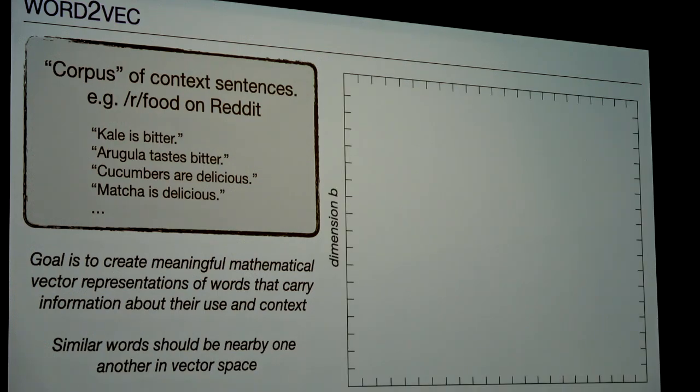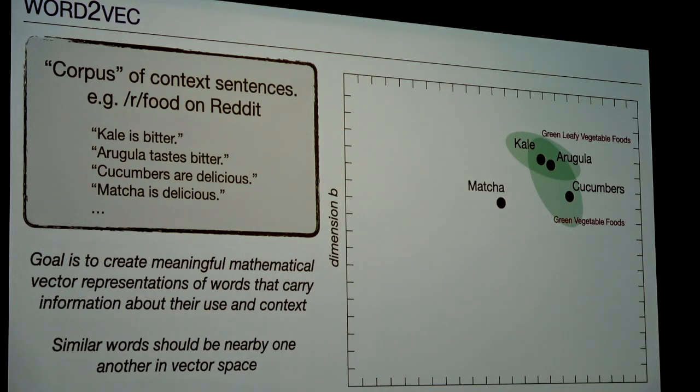And the goal is to create meaningful mathematical vector representations of these words. And the assumption here is that we're going to want similar words to be nearby one another in vector space. So if we actually do this, then similar words should be near each other in vector space. So for example, kale and arugula should be very close to each other in an embedded vector space because they're both green leafy vegetable foods. Cucumbers would be nearby, but not as close, because cucumbers are green vegetable foods, but they are not leafy. Matcha would be a little further away, because matcha is a green food, but it is neither a vegetable, nor is it leafy.